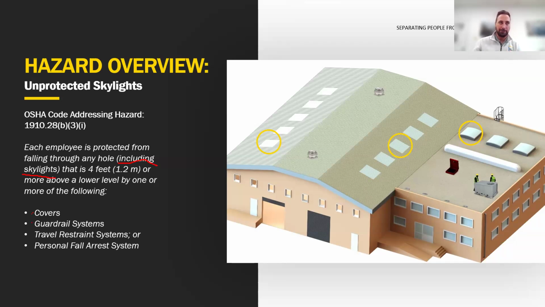Option number 1 is a cover. You've got a hole, put a cover over it. Makes sense to me. Typically, when we're talking about skylights, the covers are skylight screens. So we allow light to come through, but not people to fall through the opening. Or we can do a guardrail around it. So again, makes sense. You've got a hole, put a railing around it. Nobody can fall into the hole. Makes total sense. Then we go into travel restraints or a personal fall arrest system.